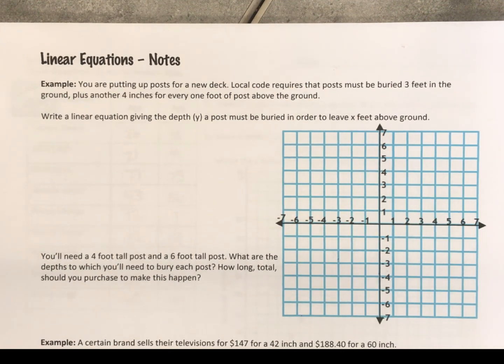So every local place has a different code for this depending on how deep the ground freezes, because you want it to be below the freezing line. But then also, if you have a super tall pole, obviously you'd want to bury that a little deeper. So that's what this is talking about.